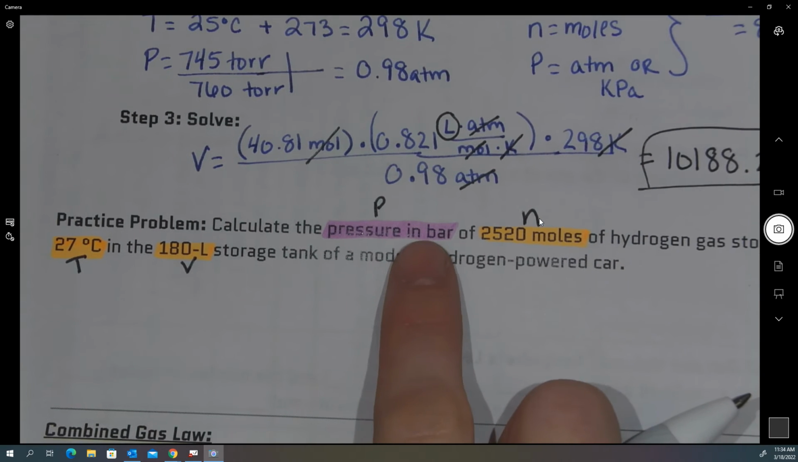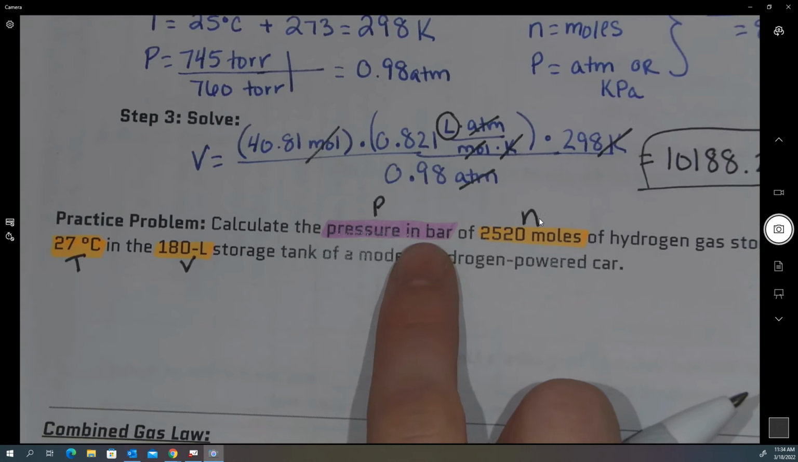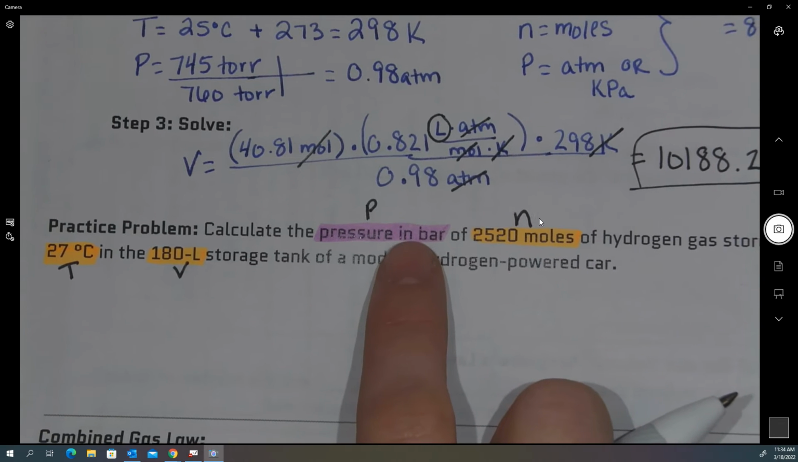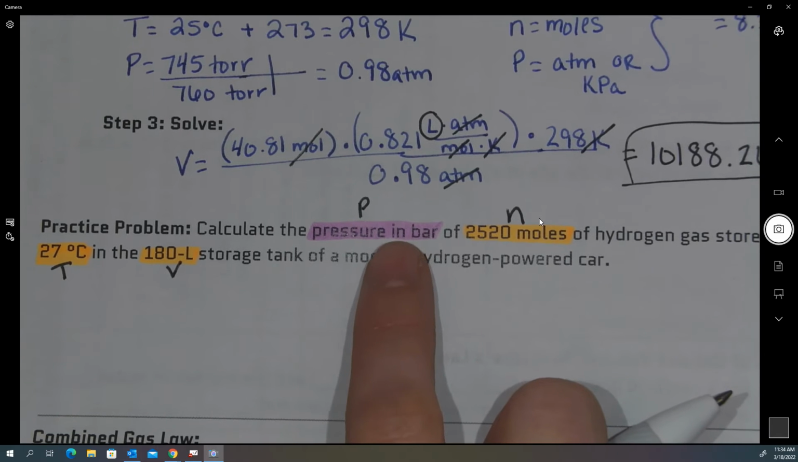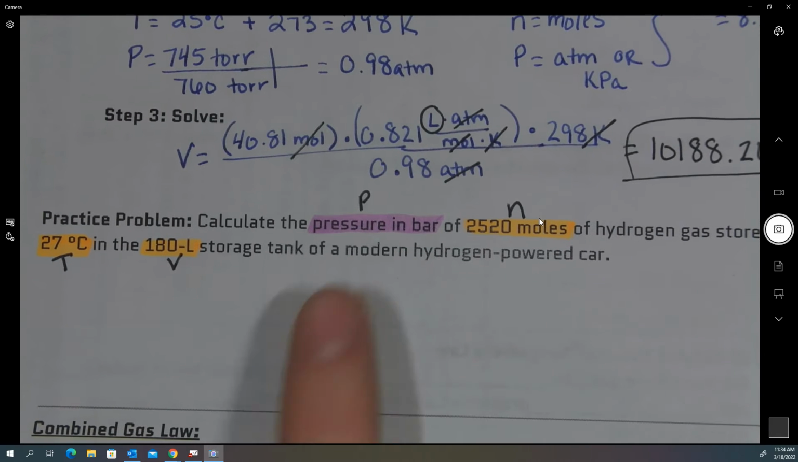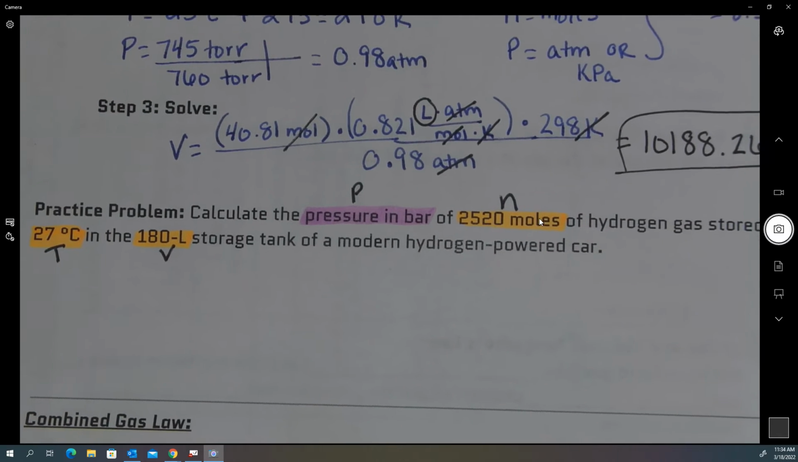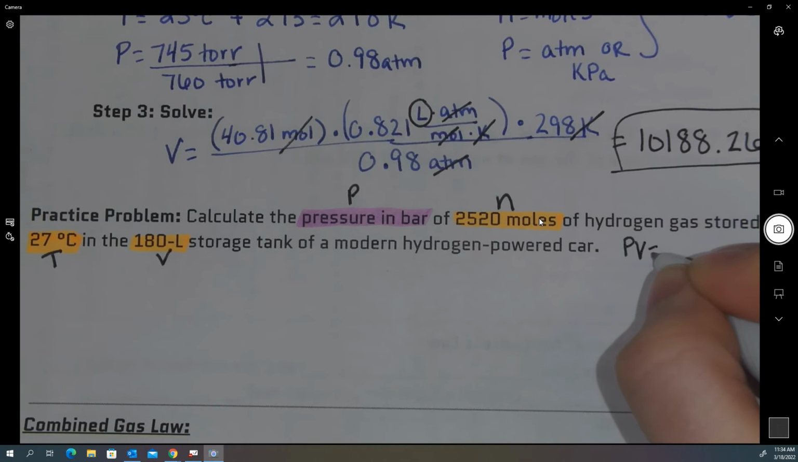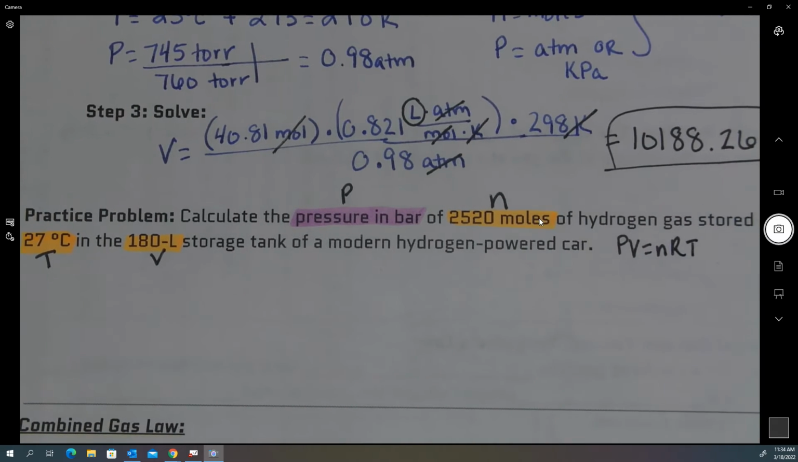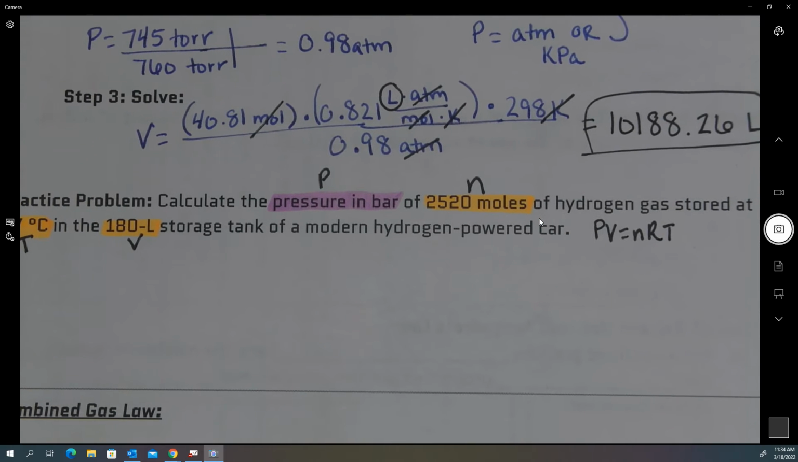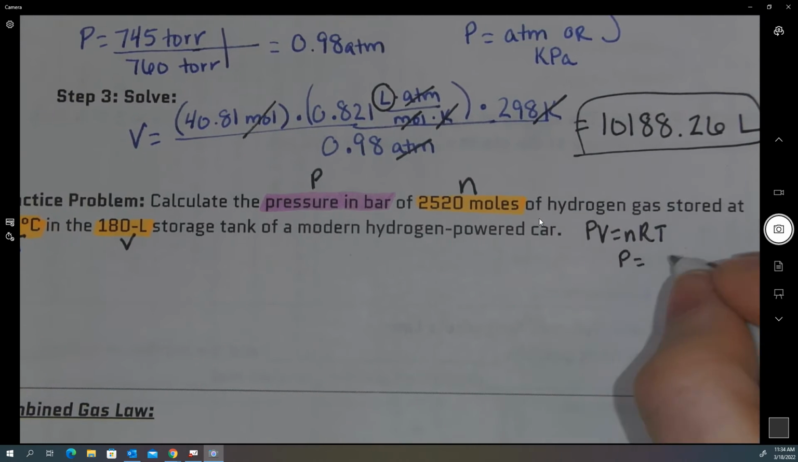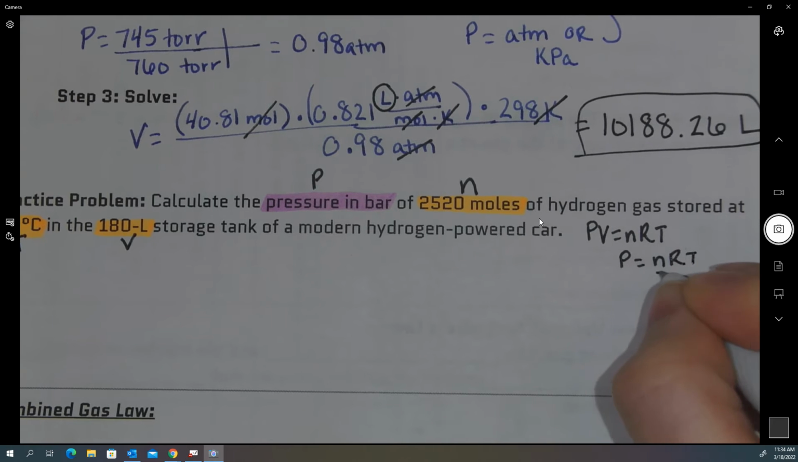Since it wants pressure in bar, you could use either R value you'd like, the value for kPa or the value for ATM. I'm going to use the value for kPa just as an example for you guys. So we need to rearrange our equation. Remember, our equation is PV equals nRT. We're trying to solve for pressure, so pressure is going to be equal to nRT over volume.